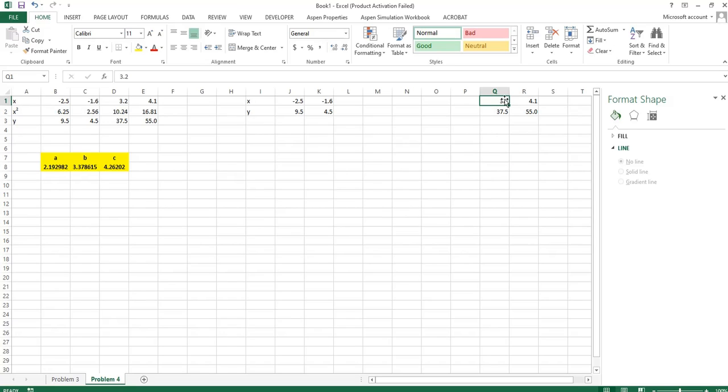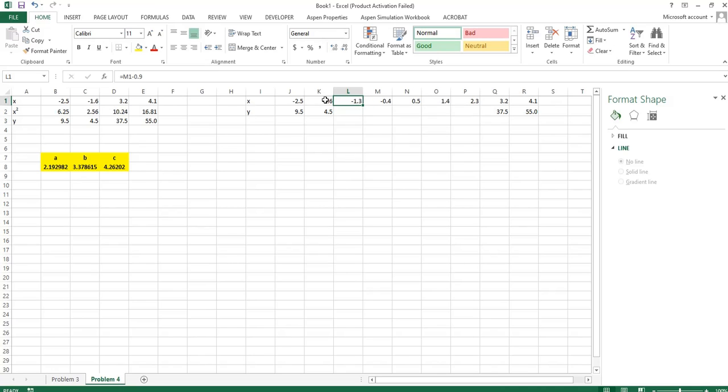So I'll start from here. I'll just say P1 is equal to Q1 minus 0.9. So I have gotten this. I can copy down the formulas down to this point. Now we have minus 1.3.